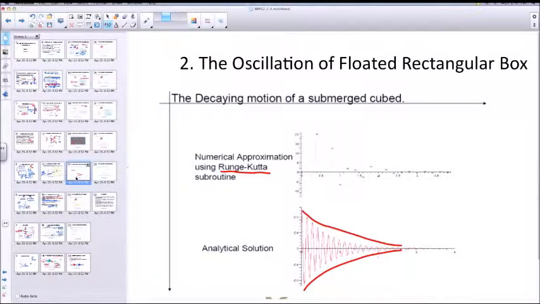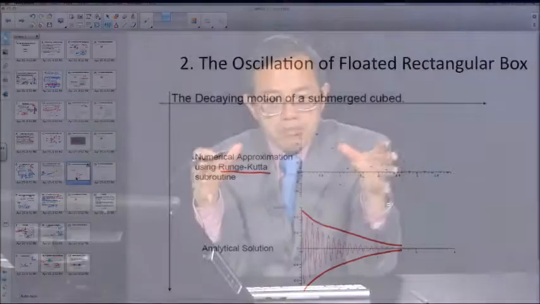So the third example, when we think about a floating box, turned out it's the same mathematical equation model as the spring mass system. Let's go to the last example.